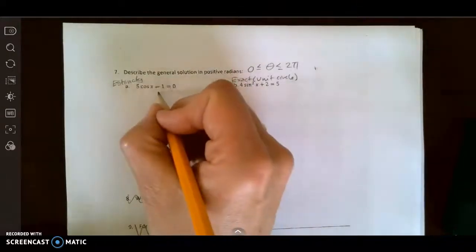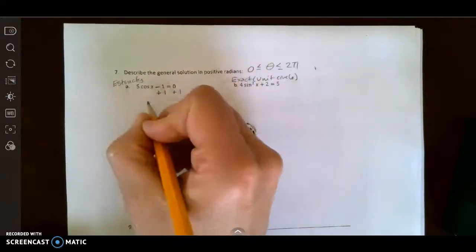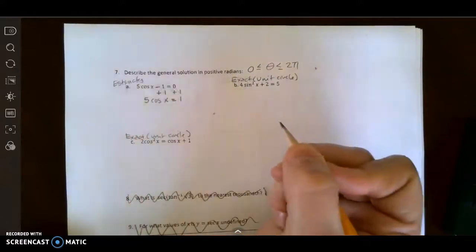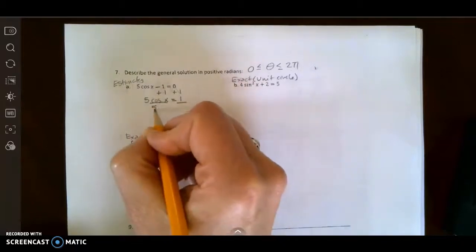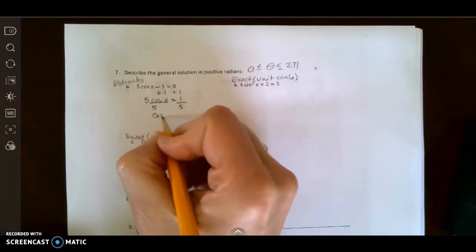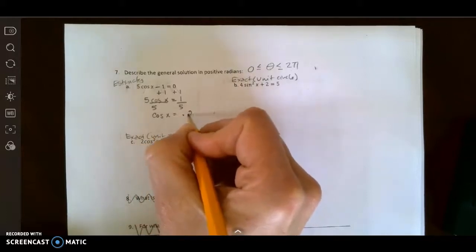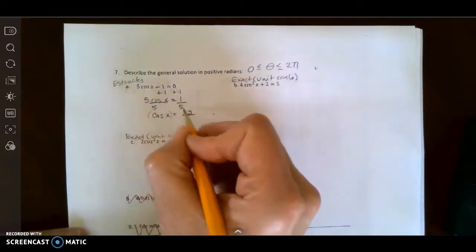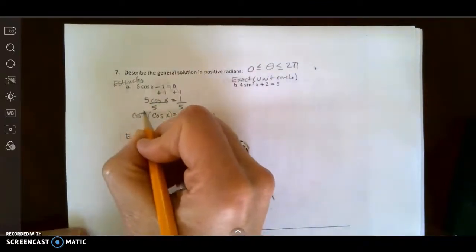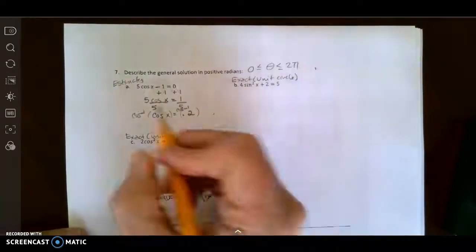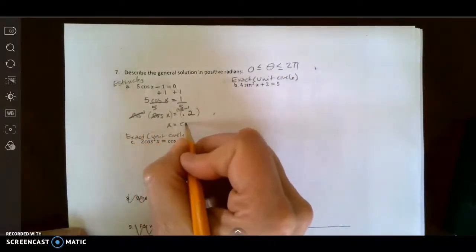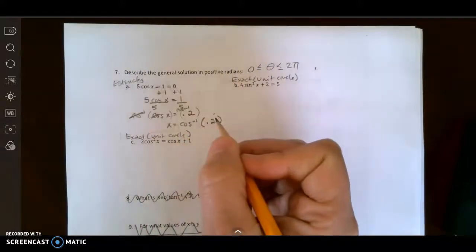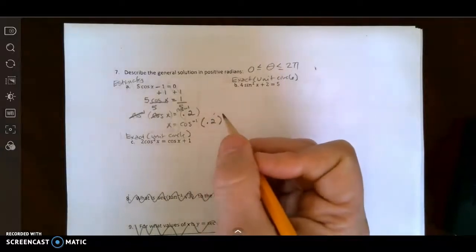I'm going to solve this equation. I'm going to add 1 to both sides, and I get 5 times the cosine of x equals 1. Divide both sides by 5, and I get that the cosine of x equals 0.2, or I can leave it as 1/5. Take the inverse of each side, and I get that x is the inverse cosine of 1/5, or 0.2. So I'm going to need to use my calculator.